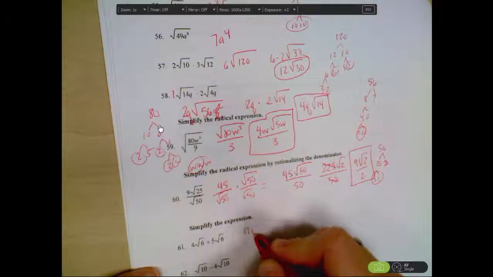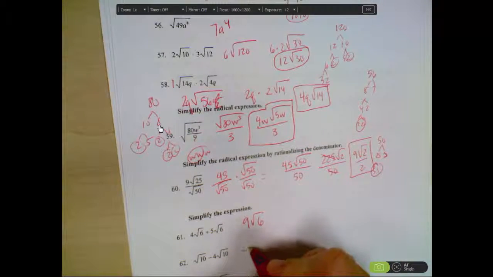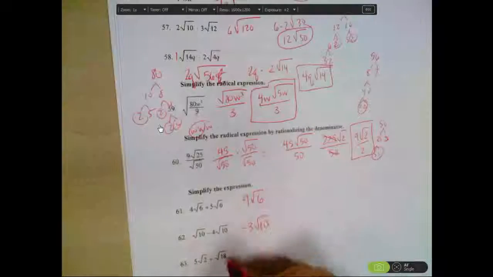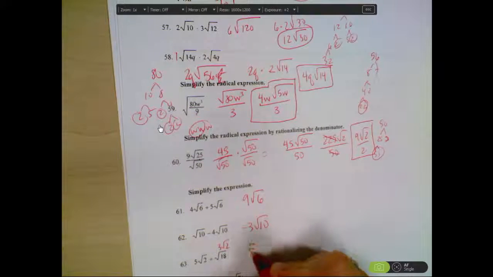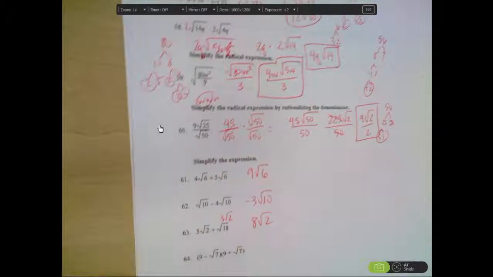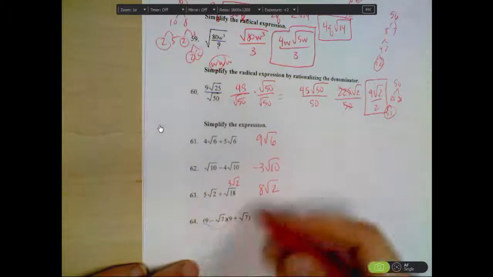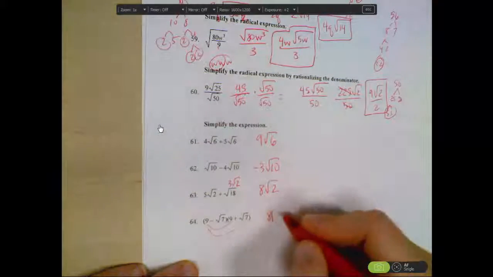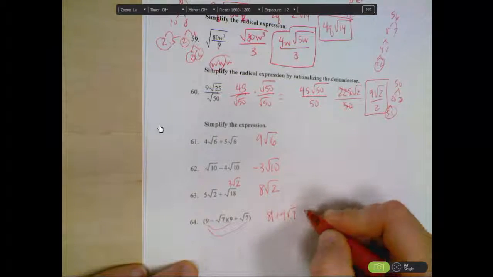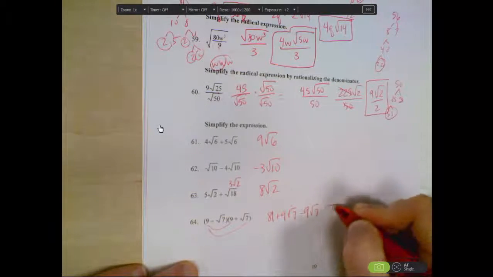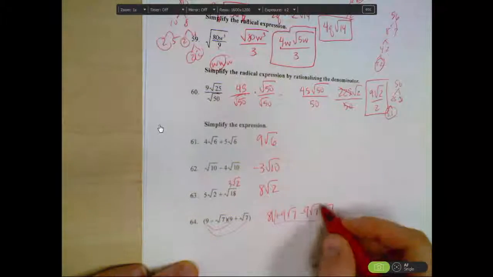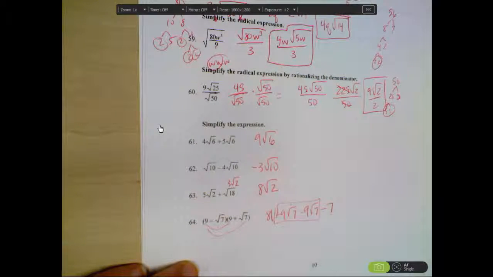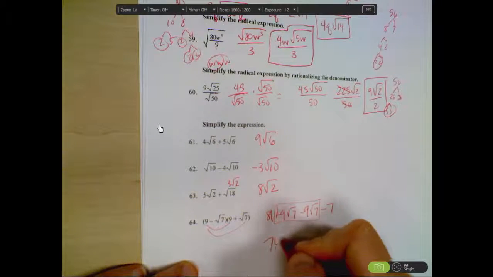This is just combining like terms. 18 breaks down into 3 root 2, so 5 plus 3 is 8 root 2. Here we're going to FOIL. 9 times 9 is 81. Outside, plus 9 root 7. Inside, minus 9 root 7. Root 7 times root 7 is 7. These cancel out. 81 minus 7 is 74. Final answer.